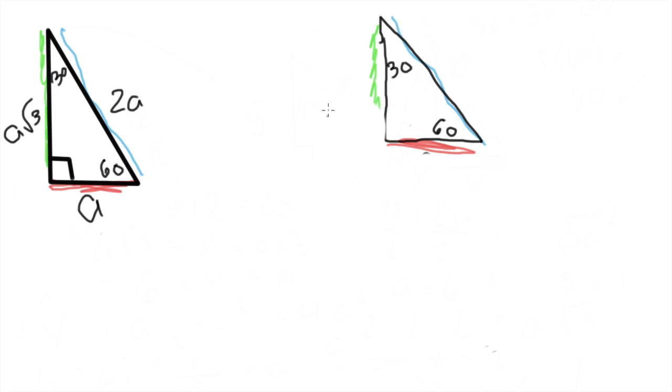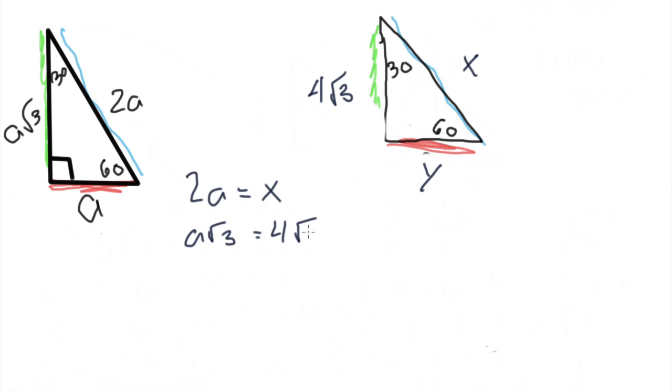Let's say I give you that the long leg is 4 root 3, and I want you to find the length of the hypotenuse and the length of the short leg. So we're going to set up our equations. We know that 2a is equal to x. We know that a root 3 is equal to 4 root 3. And we know that a is equal to y.